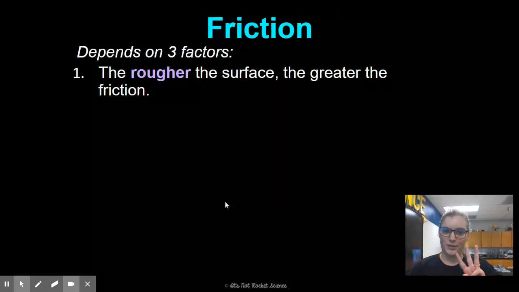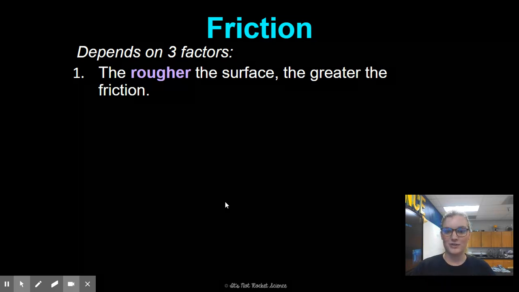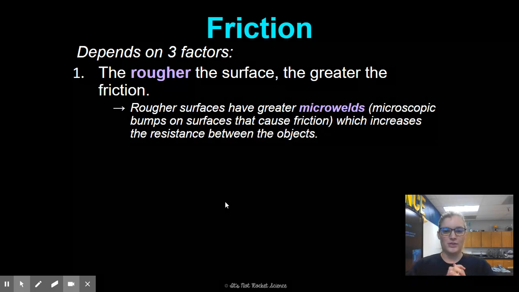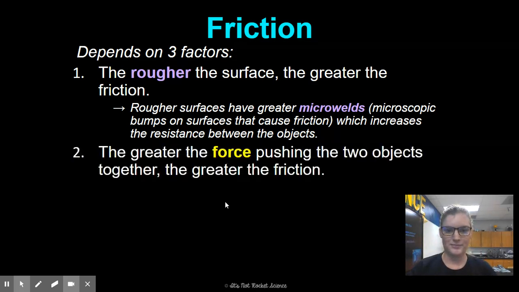So our friction is going to depend on three different factors. The rougher the surface, the greater the friction, which again, if you think about sandpaper, the grittier it is, the greater the friction, the harder it is to smooth out that piece. Whereas if you have a sheet of ice, you can go sliding nice and easy. These rougher surfaces like our sandpaper have micro welds, which are little tiny bumps. You can almost think of concrete on a sidewalk or a driveway where it's always a little bumpy, or popcorn ceilings. And those little bumps are going to increase the resistance.